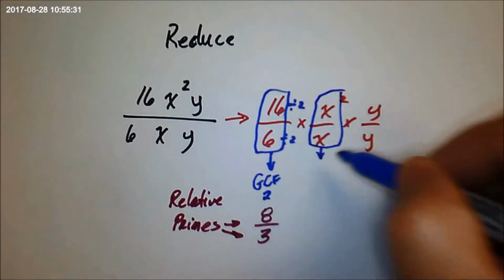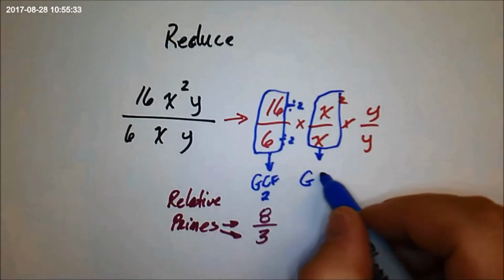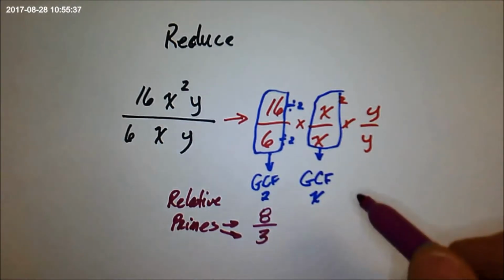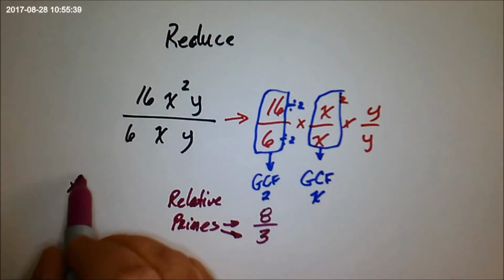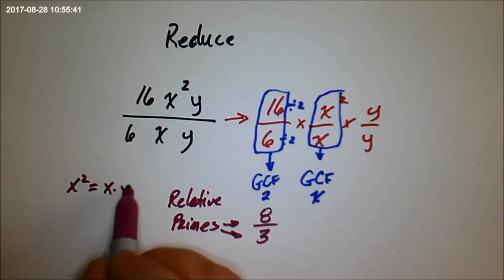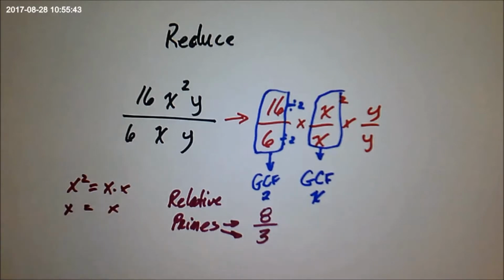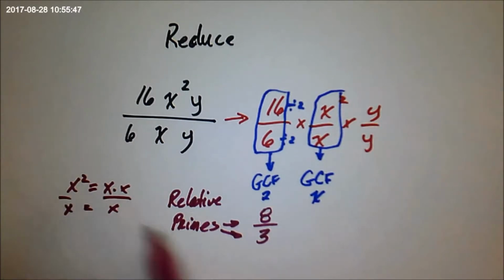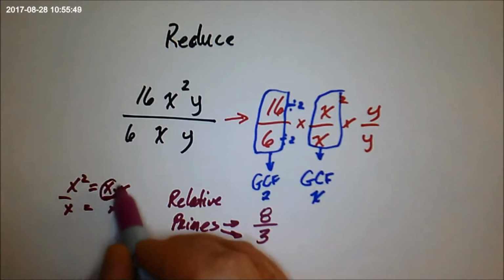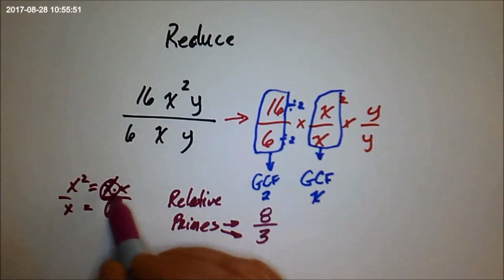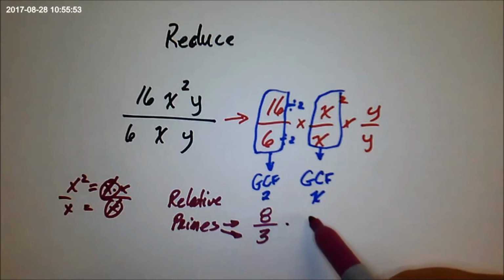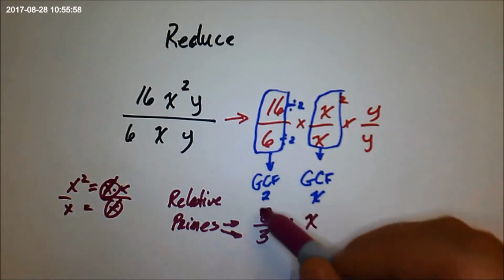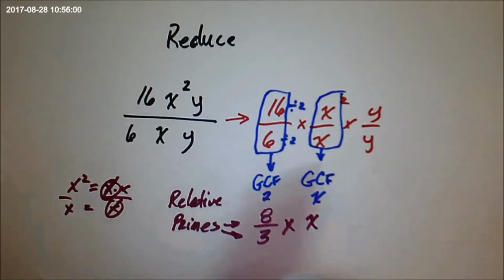Now, x squared and x. The GCF of x squared and x is x. Let's do that over here. x squared is x times x, and x is, of course, just x. So now we're dividing them. x squared divided by x, that's divided into itself one time, and you're just left with x. So this is x right there. Do you see how we got all that?